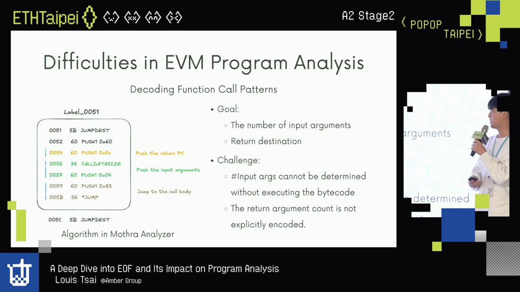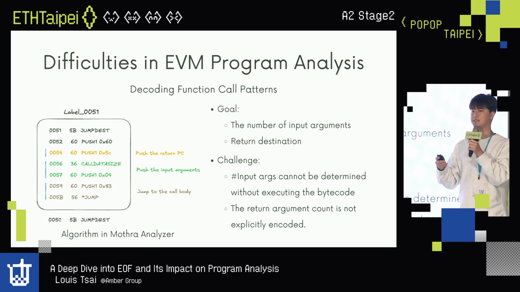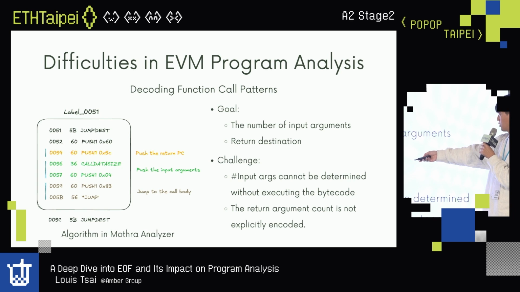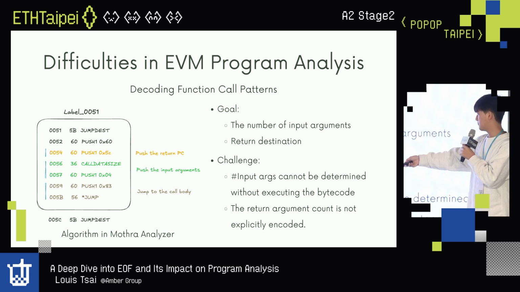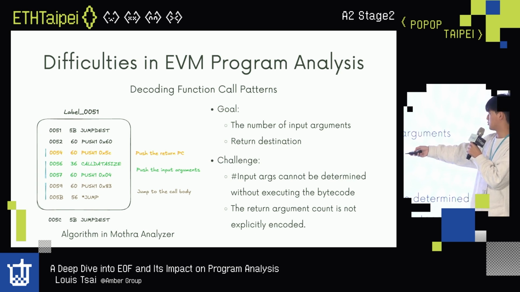For the return address, we first locate the basic blocks that contain the code pattern. You can see there is a jump with a preceding push. So this is a code pattern. And the return address is usually the program counter after the code pattern. So this 5C is the return address. And this program counter is pushed before the code pattern. So you could see a push operation in the same basic blocks.